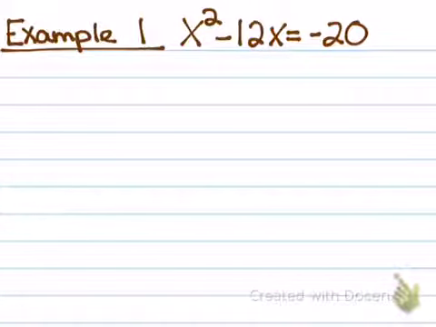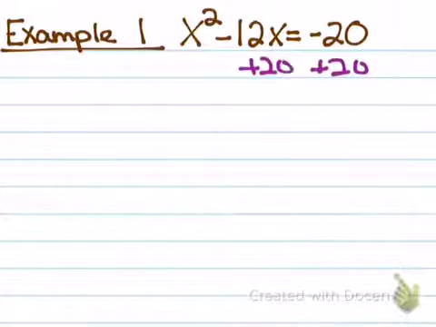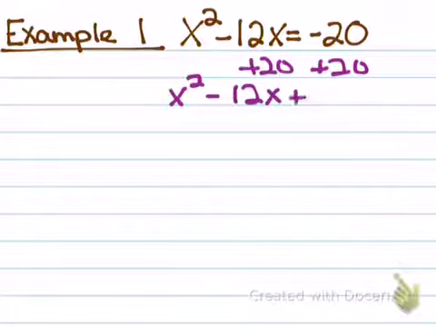x squared minus 12x equals negative 20. The problem is it's not in standard form. To put it in standard form we need to have 0 on the right, so we need to add 20 to both sides of the equation. So we'll get x squared minus 12x plus 20 equals 0.